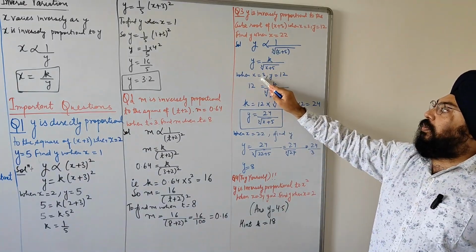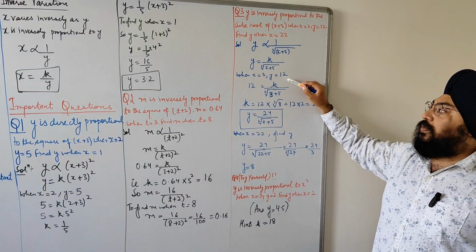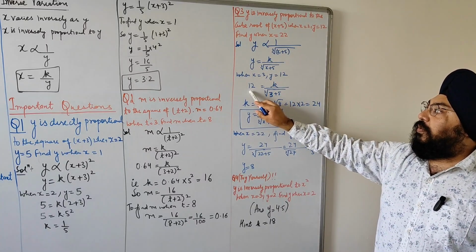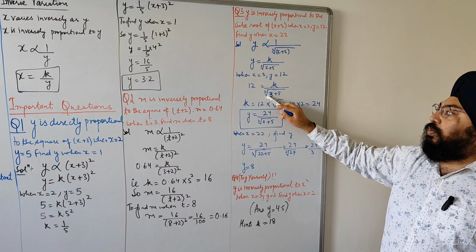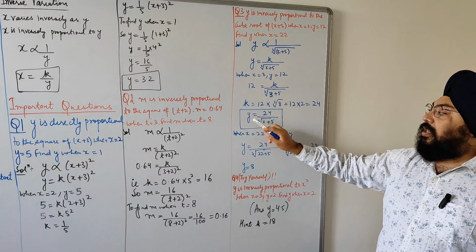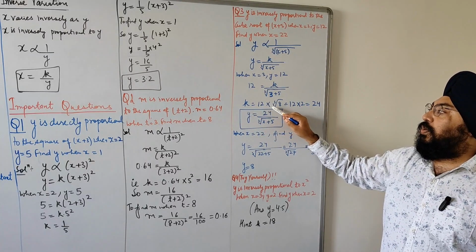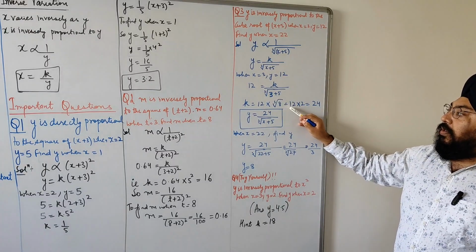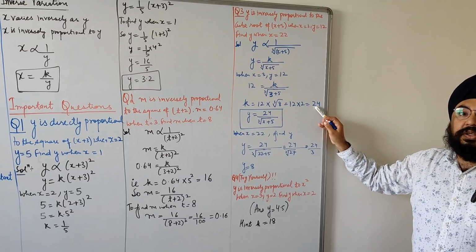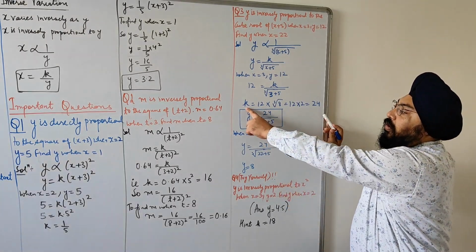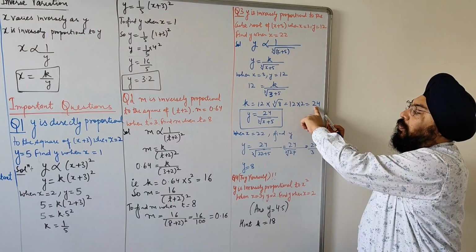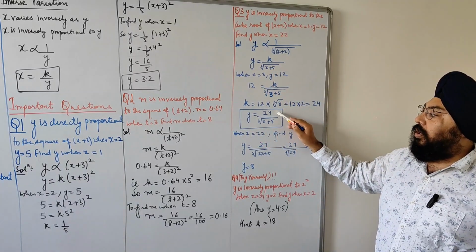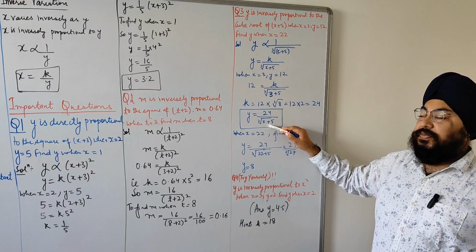Now when x is equal to 3, y is equal to 12. Substituting these values, y as 12 and x as 3, we get 12 is equal to k upon cube root of (3 plus 5), which is equal to k is equal to 12 into cube root of 8. Cube root of 8 is equal to 2, that is 12 into 2 is equal to 24. So we get value of k as 24. Substituting this value in this equation, we get y is equal to 24 upon cube root of (x plus 5).